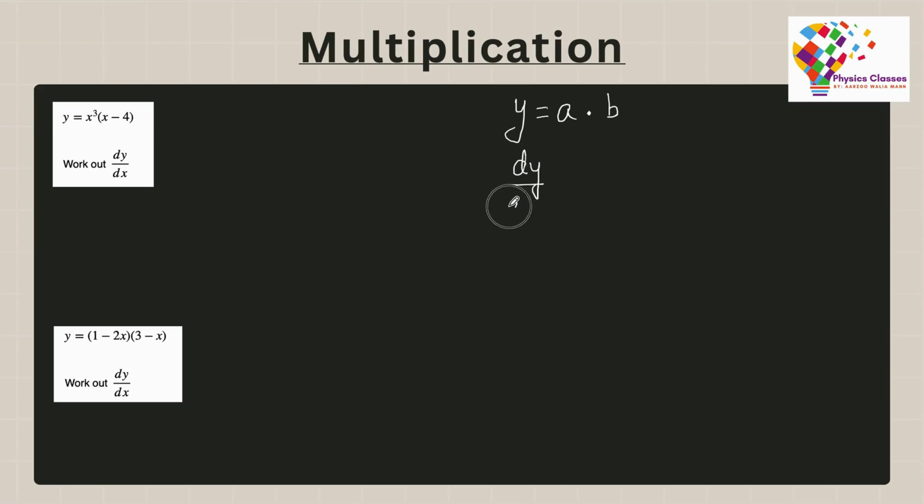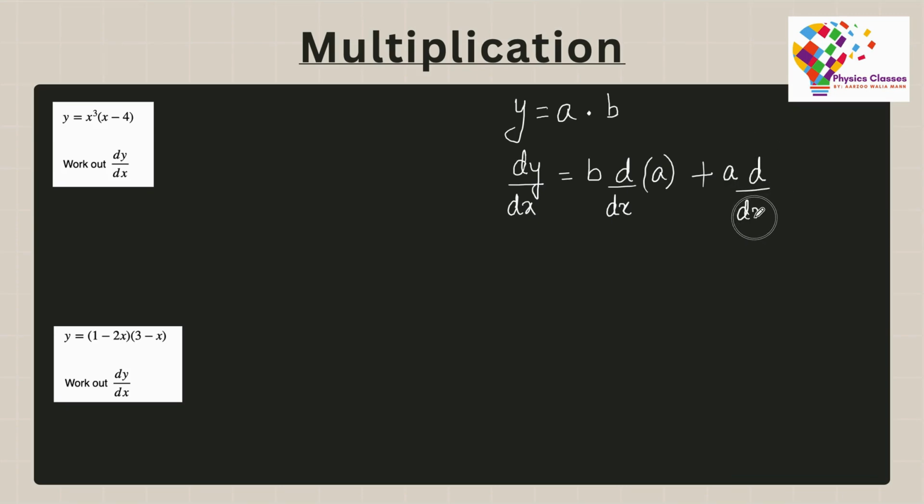If you want to do dy by dx, first you keep the second quantity, that is b, constant, and you differentiate a with respect to x. Plus, then you keep your a, the first quantity, as constant and differentiate b with respect to x. This is the multiplication formula that you will use everywhere. Keep it in mind and you directly learn the formula. Now let us apply it to a question and see how it works.